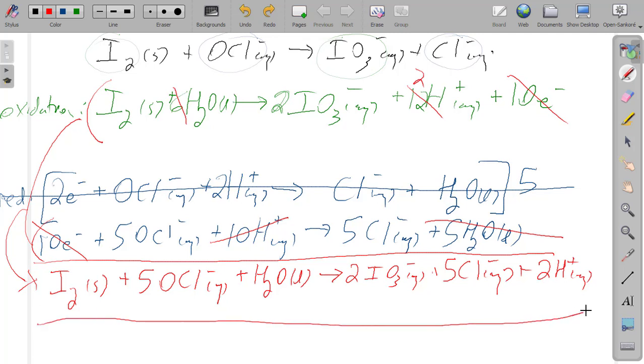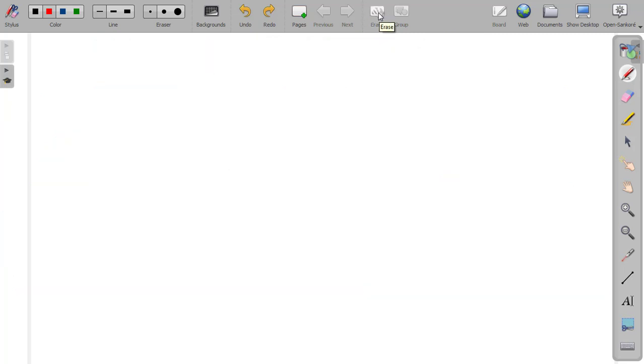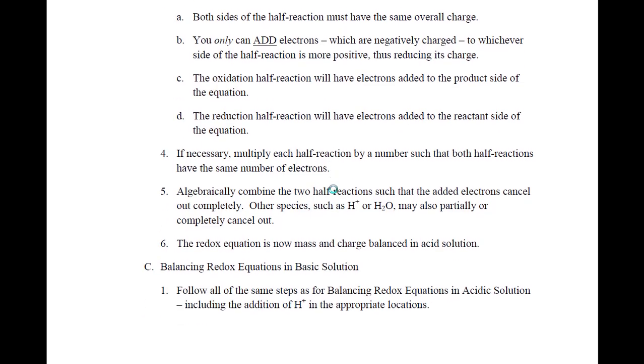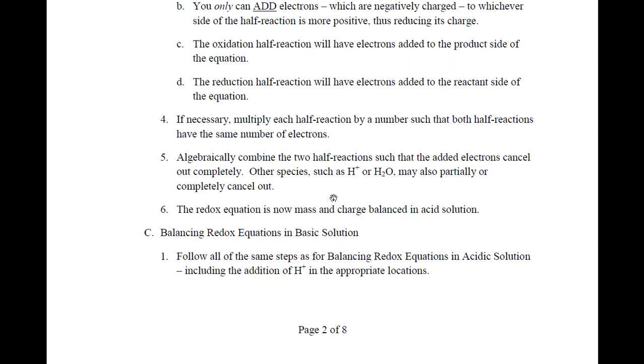This is the balanced redox equation for what happens when you put iodine and hypochlorite together in acidic solution. So let's do another one, except let's go back to the outline real quick, because the next one is going to be in basic solution. And so just a few ideas about this.